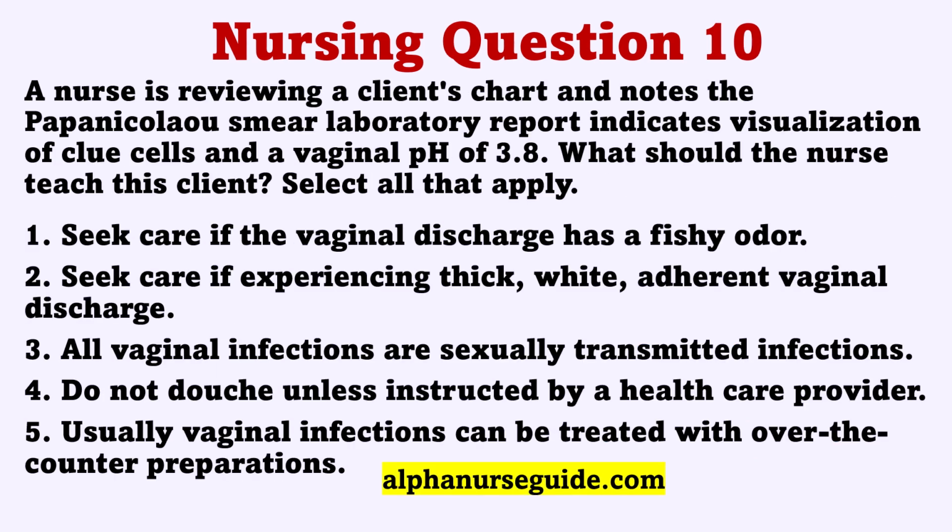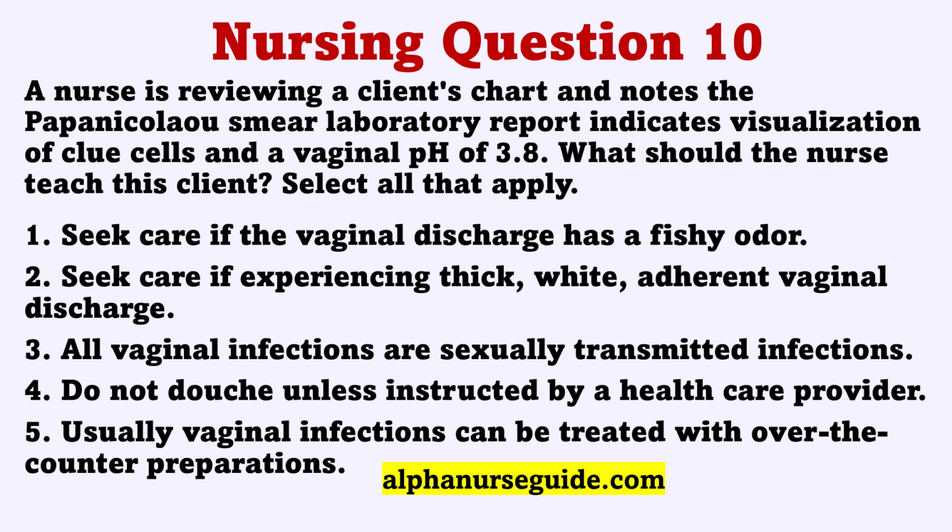A nurse is reviewing a client's chart and notes the Papanicolaou smear laboratory report indicates visualization of clue cells and a vaginal pH of 3.8. What should the nurse teach this client? Select all that apply. 1. Seek care if the vaginal discharge has a fishy odor. 2. Seek care if experiencing thick, white, adherent vaginal discharge. 3. All vaginal infections are sexually transmitted infections. 4. Do not douche unless instructed by a healthcare provider. 5. Usually vaginal infections can be treated with over-the-counter preparations.